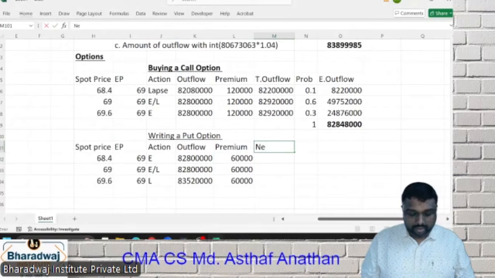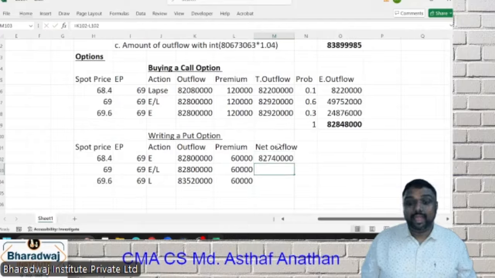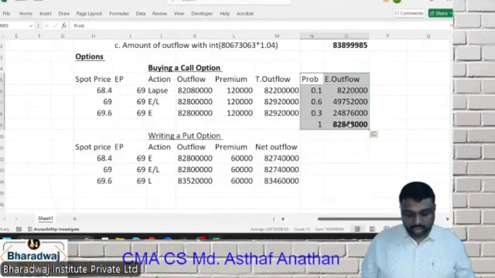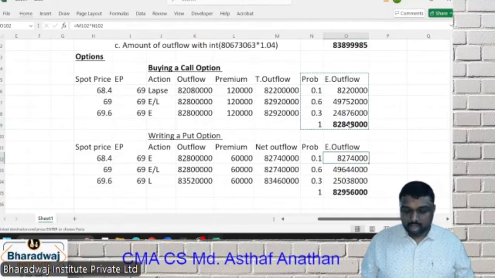So you have a net outflow. How can you get a net outflow? This is your outflow, but you are getting a premium. So that is over. Now the same probability, same thing. You can just go for it. Outflow, we have to multiply.